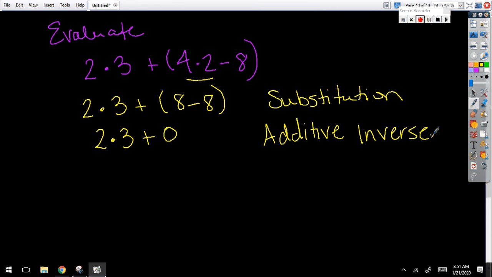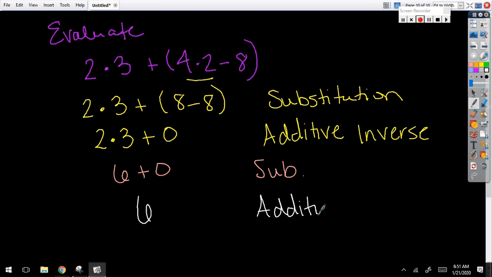Okay, what now? 2 times 3 is, what's the property? Actually, this is just substitution, yeah. You multiplied, but it wasn't an inverse or an identity. 6 plus 0, what do you get? What's the property? Ooh, close. Additive identity. 0 is the identity for addition.